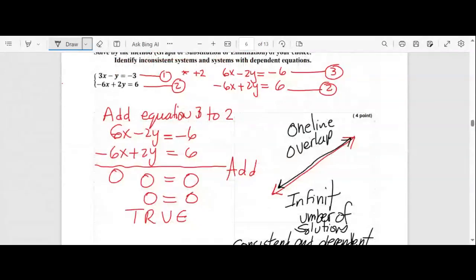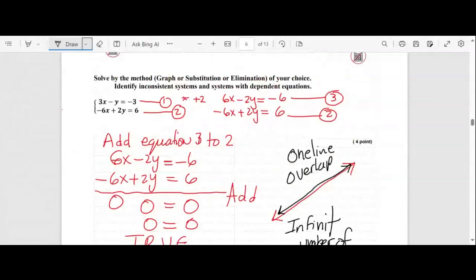He said solve by any method, by the method of your choice. You see here? Okay. And then identify consistent system and system with dependent equation. So I have two equations here. Equation number 1, equation number 2. As you can notice here, they look very close to each other.